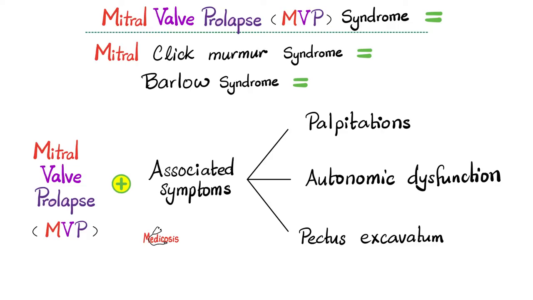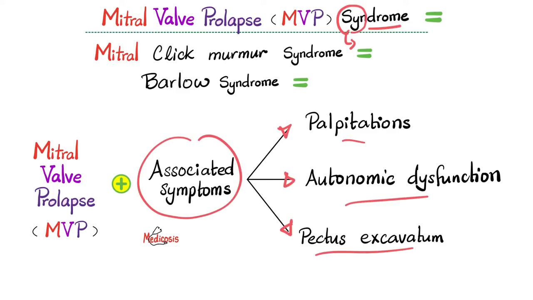What is mitral valve prolapse syndrome? How is that different from simply mitral valve prolapse? Let me tell you. Mitral valve prolapse syndrome has the name syndrome. What does syn mean? Synchrony. Together. Oh, symptoms? Several symptoms coming together. What kind of symptoms? Mitral valve prolapse and associated symptoms. Could be palpitations, could be autonomic dysfunction, or could be pectus excavatum. Many patients with mitral valve prolapse have low BMI or body mass index.